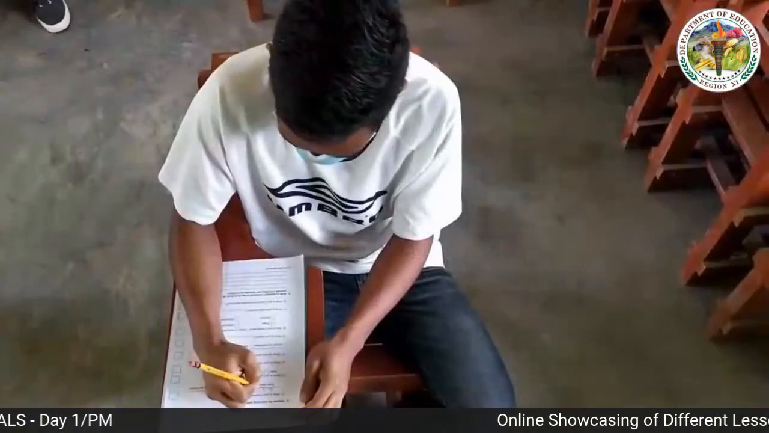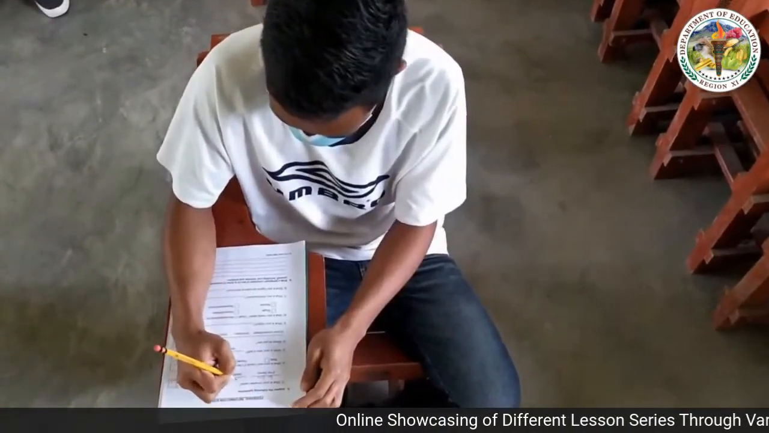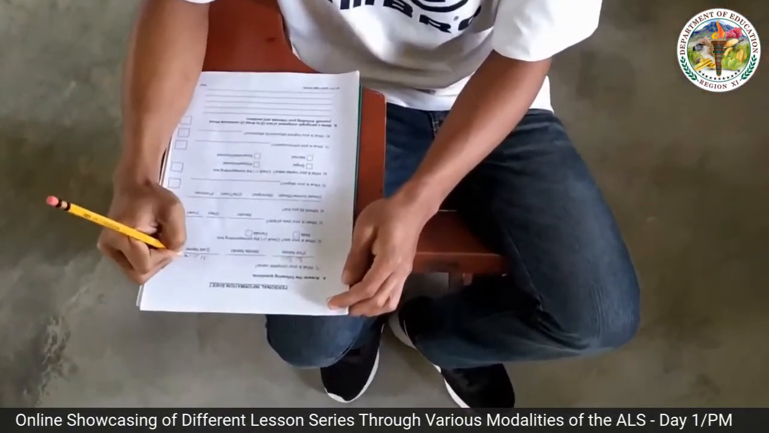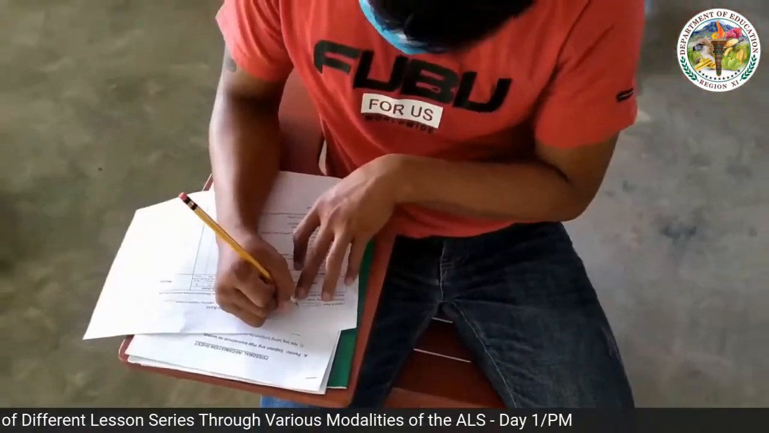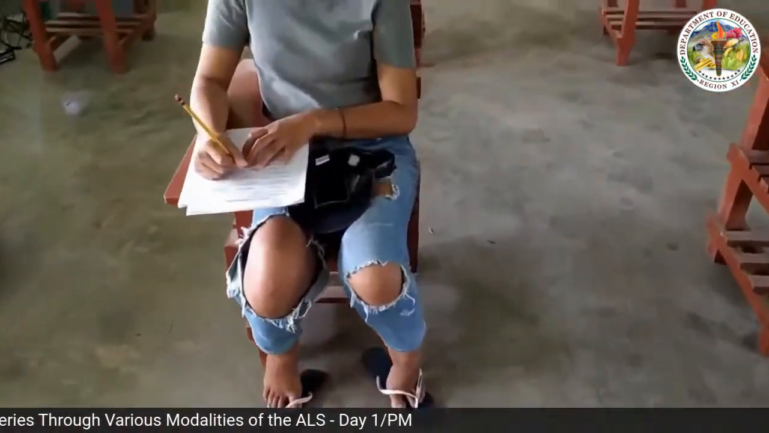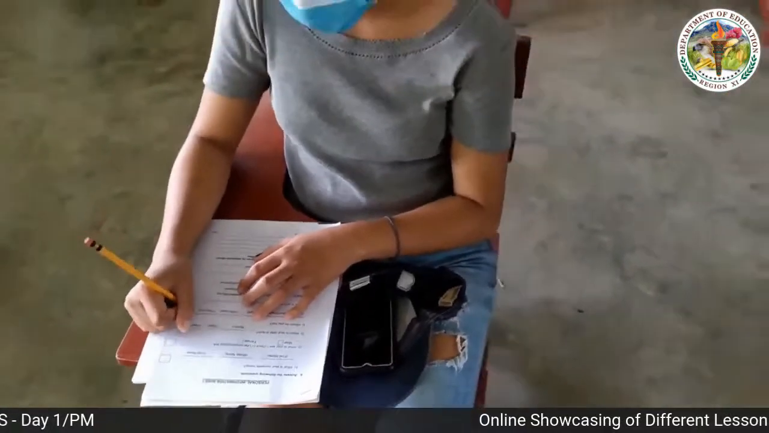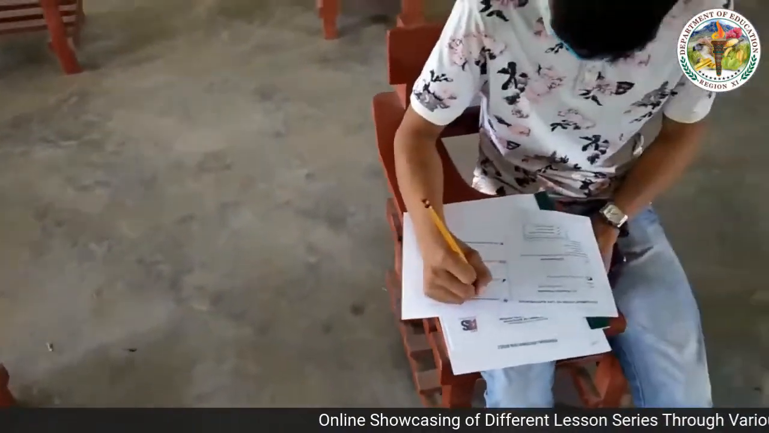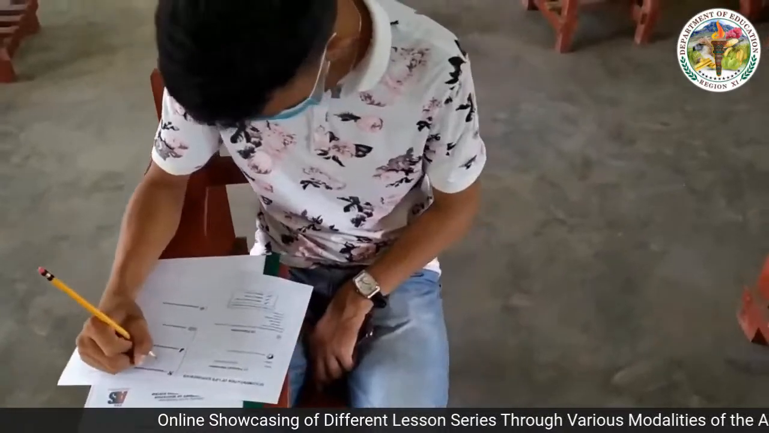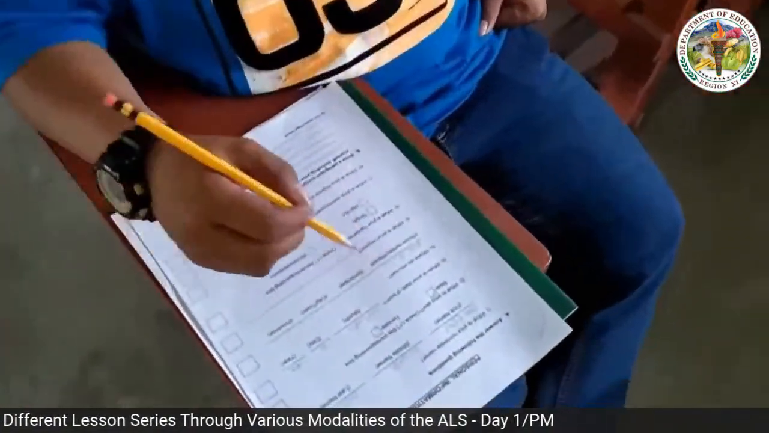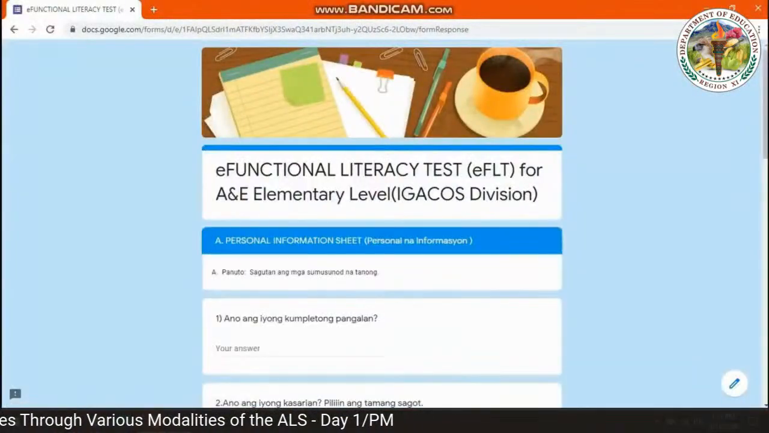LS1, Communication Skills, English and Filipino. LS2, Scientific Literacy and Critical Thinking Skills. LS3, Mathematical and Problem-Solving Skills. LS4, Life and Career Skills. LS5, Understanding the Self and Society. And LS6, Digital Literacy.